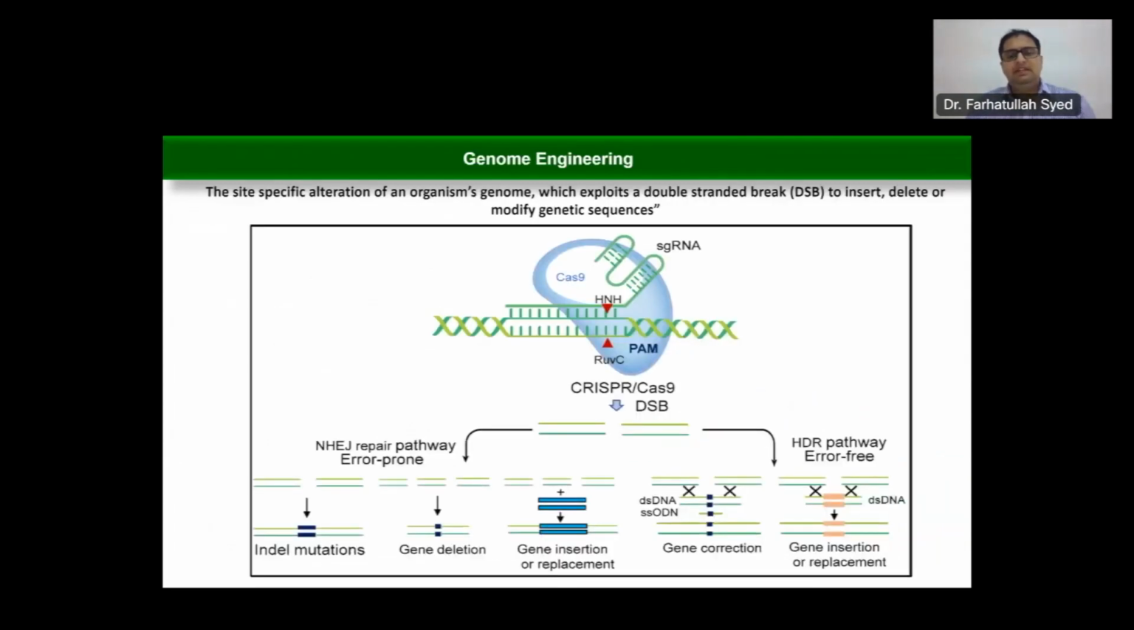It's really important to understand this about genome editing. When it comes to genome editing, most of the genome editing tools make double-stranded breaks. So in our cell, once we make this cut with any kind of genome editing tool, two immediate repair pathways take place. One is non-homologous end joining, which is highly error-prone. The cell will try to repair within minutes or hours, and by doing so it creates a lot of errors like indel mutations, gene deletions, gene insertion or replacement.